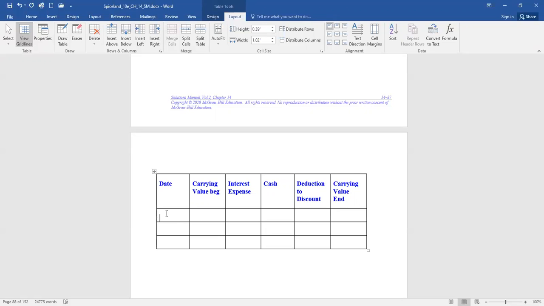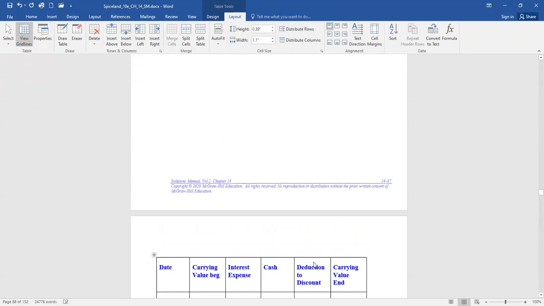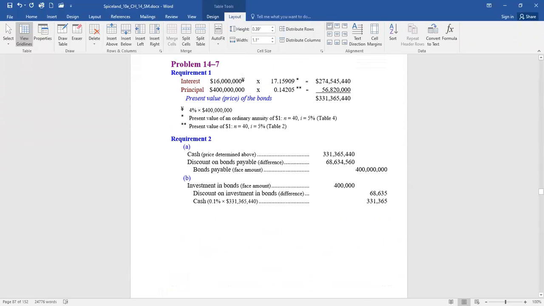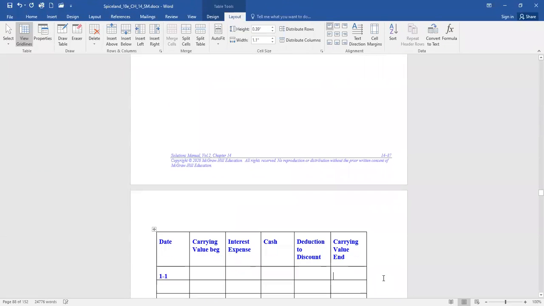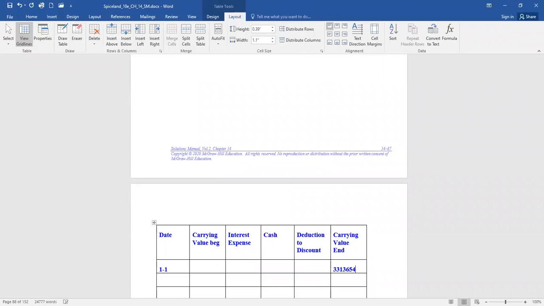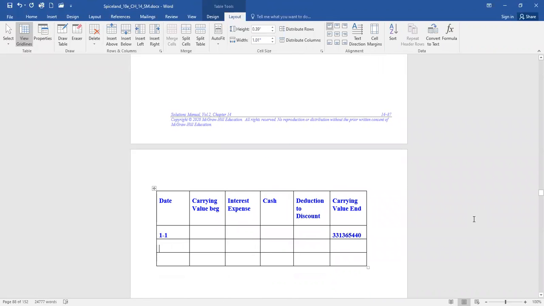So we're going to start with the first day of this bond, and the carrying value the first day of the bond is the sale amount, 331,365,440. Okay. This will now be used to determine how much we should debit interest expense for, how much we should credit cash for, and how much we should credit or reduce the discount.